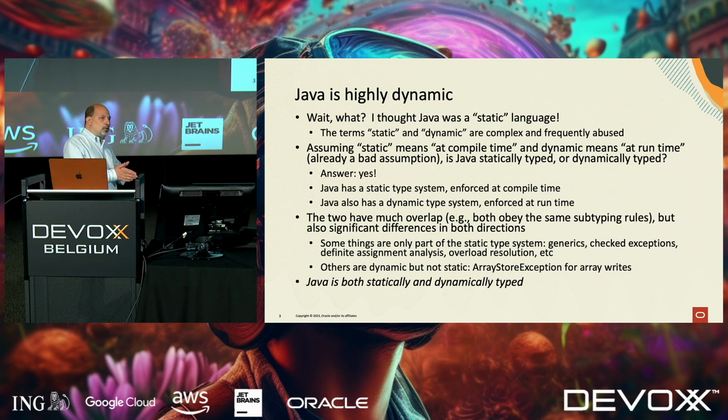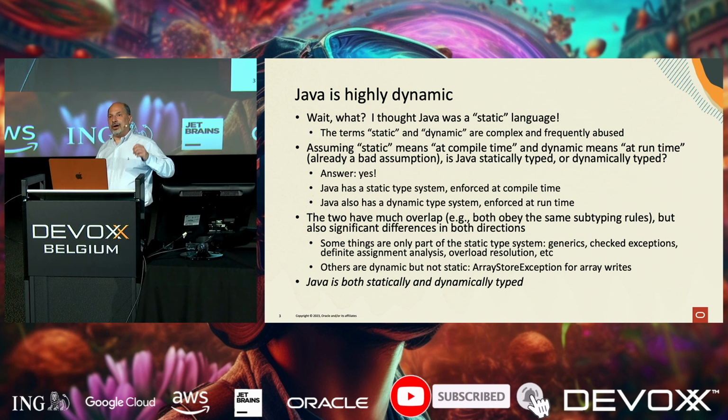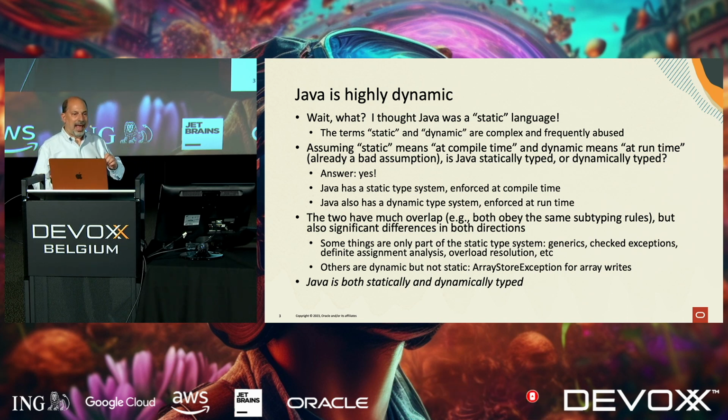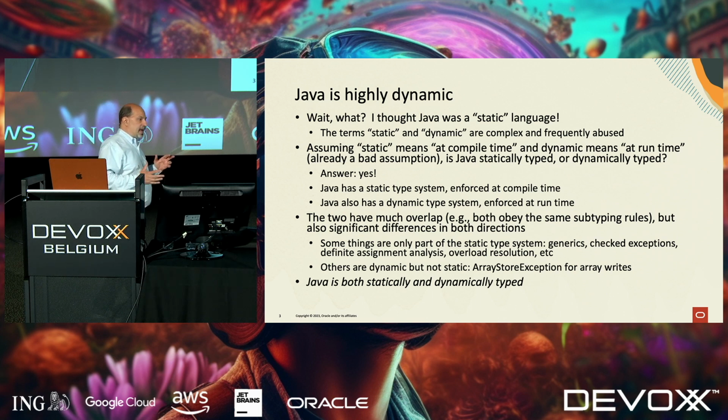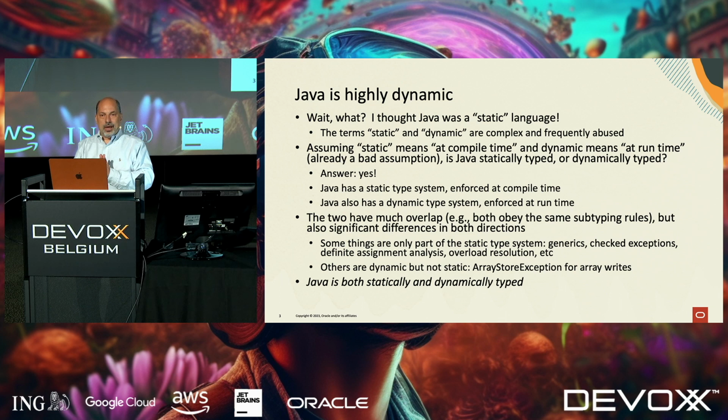So this is all a long-winded way of saying that even with the simplistic notions that static and dynamic are about compile time versus runtime, and that static and dynamic are only about typing, even with these simplistic assumptions, Java doesn't fit neatly into a category of static or dynamic. So let's backpedal on some of these assumptions.